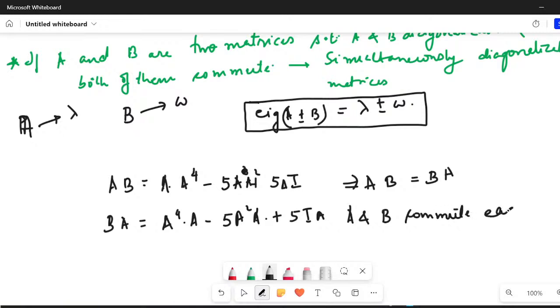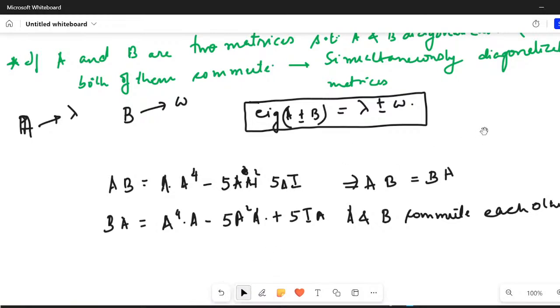So if A and B commute with each other and both are diagonalizable, then their eigenvalues are additive, and obviously you can subtract them also to find the eigenvalues of A plus minus B. So corresponding to eigenvalues of A plus minus B, this will be the answer. Is that clear?